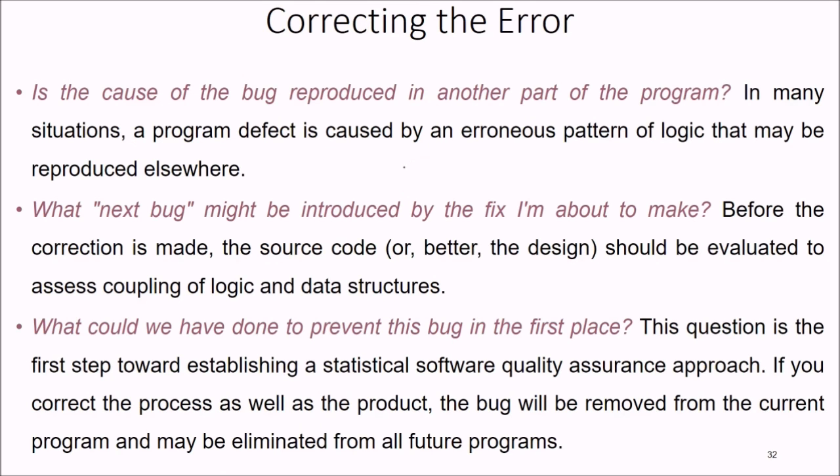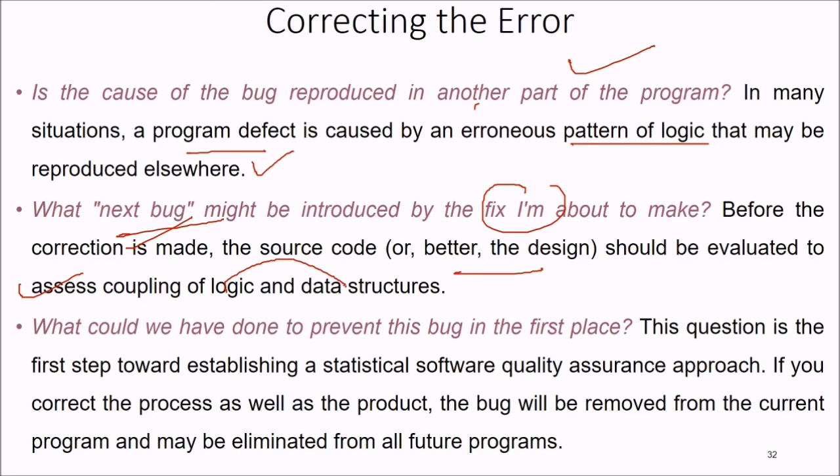So how do we correct the error? There are certain questions which need to be asked. Is the cause of the bug reproduced in another part of the program? In many situations, a program defect is caused by a certain erroneous pattern of logic that may be reproduced elsewhere. What next bug might be introduced by the fix I am about to make? That is the regression topic. Before the correction is made, the source code, or better the design, should be evaluated to assess the coupling of logic and data structure.